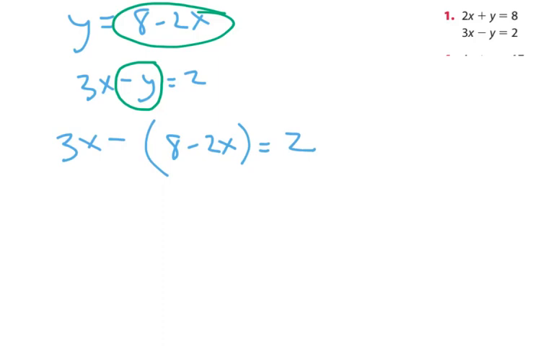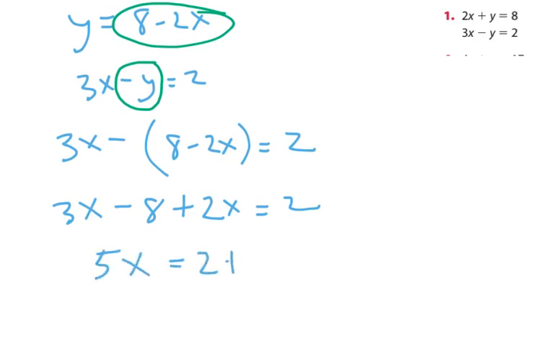Now let's multiply it all out. I'm going to get 3x minus 8 plus 2x is equal to 2. Because we had a minus here, and then we put in a minus 8 and a minus 2x is plus 2x. 3x plus 2x is 5x. So 5x is equal to 2 plus 8. Because we brought the 8 across to the far side, we added 8 to both sides. Plus 8, plus 8. And that means 5x is equal to 10.